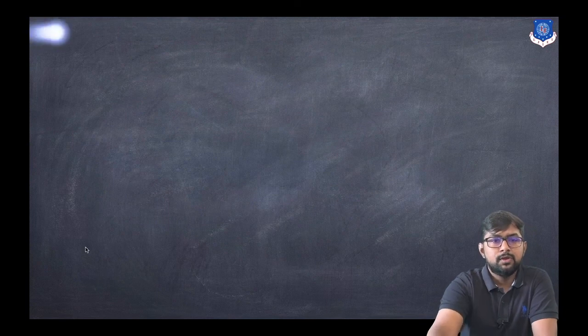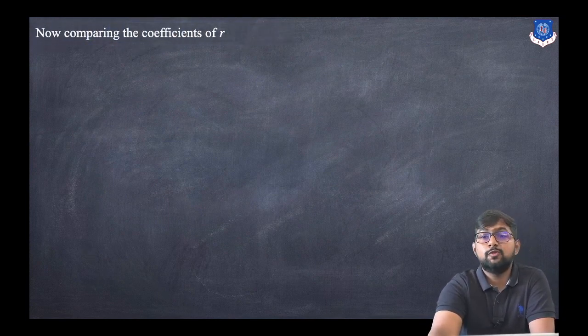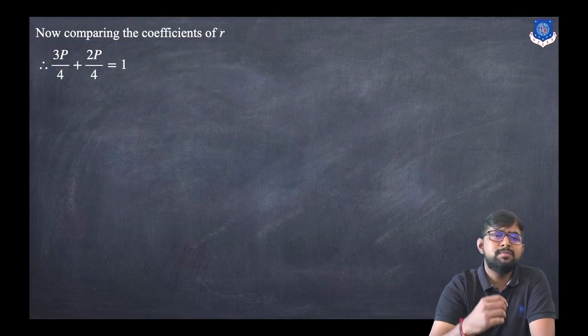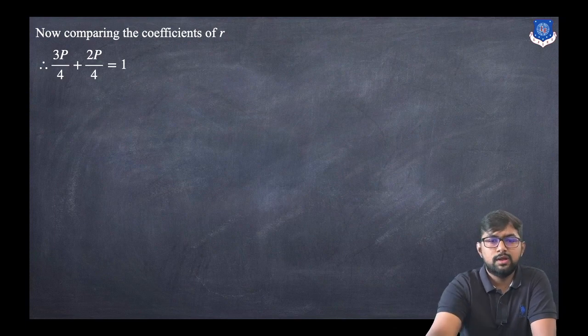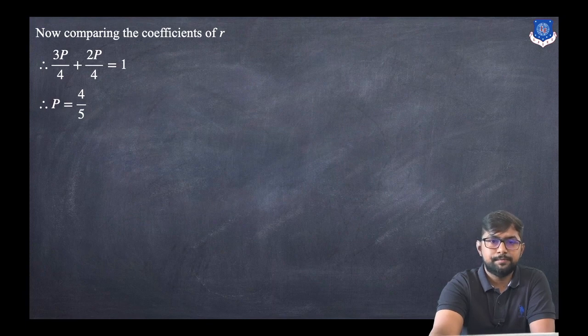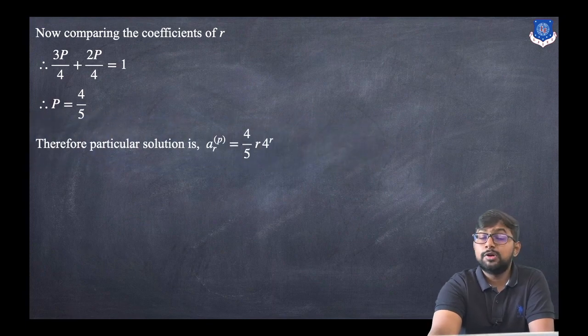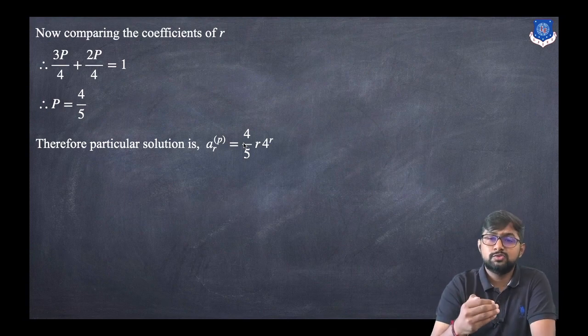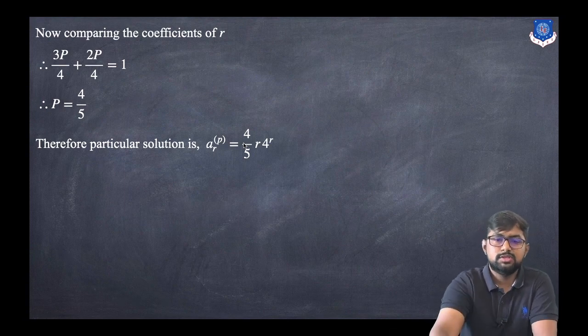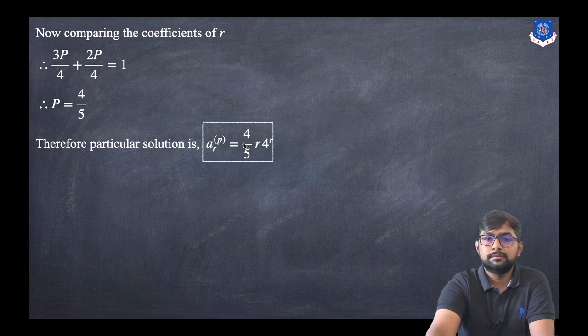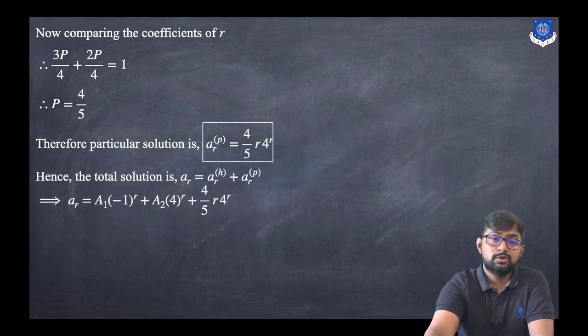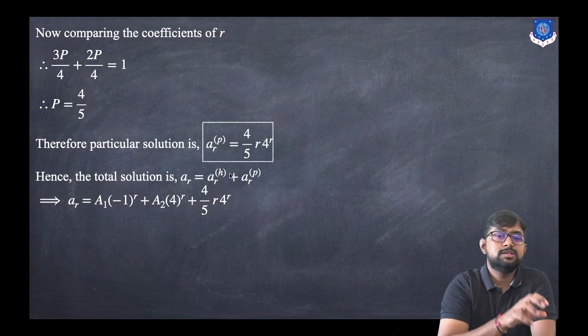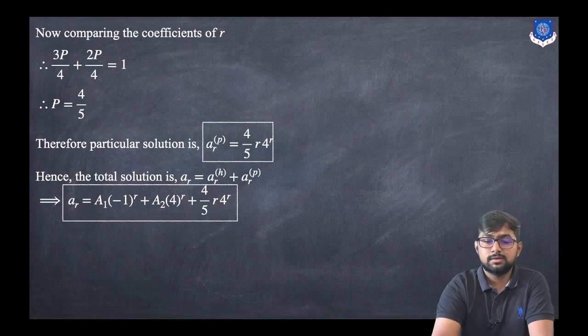So now, comparing the coefficients of 4 raised to r, we will get 3p by 4 plus 2p by 4 equals 1, and if you solve this, you will get p as 4 by 5. So hence the particular solution will be 4 by 5 times r raised to 1 and 4 raised to r. So this will be the particular solution. Hence the total solution will be the addition of the homogeneous solution and the particular solution. So this will be the final answer.